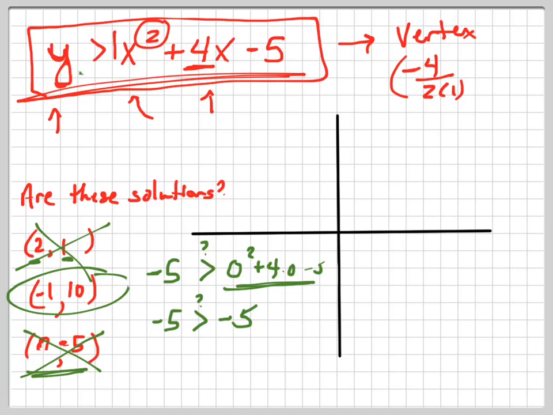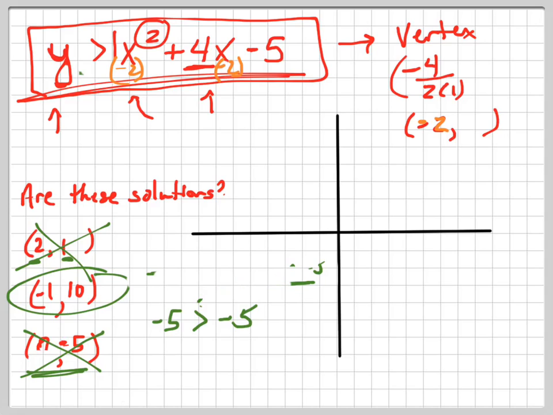So it's 4 over 2, which is just negative 2. Now that's only half of your vertex. That's your x-coordinate. Now our y-coordinate, we're going to find by plugging negative 2 in for all the x's. And we're going to solve the equation.